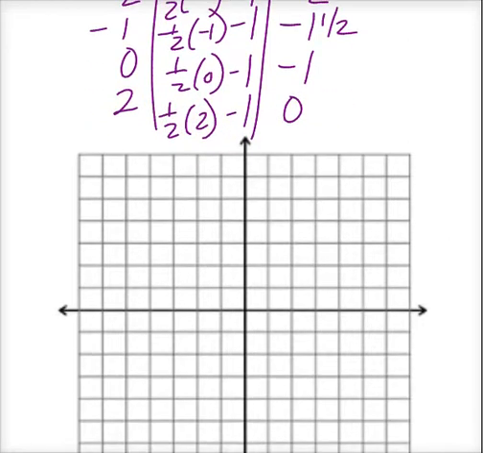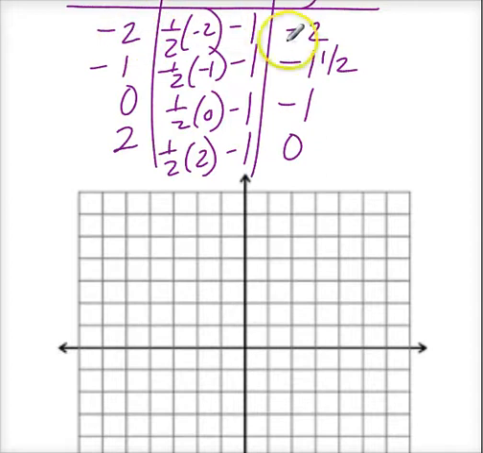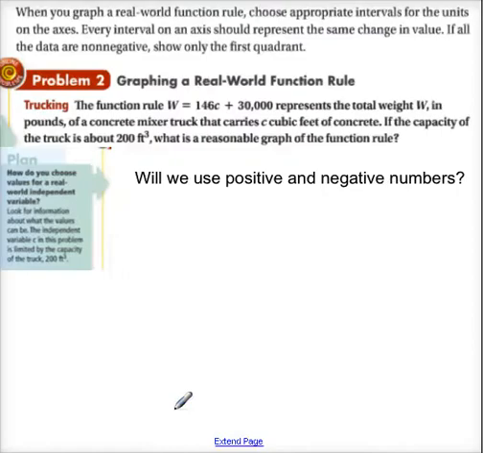Then you want to plot these points. So I'm looking at my x and y. -2, -2. -1, -1 and 1/2. 0, -1. 2, 0. So it looks like they all line up, and I just connect them with a line and arrows, always arrows. Okay, so easy as that.